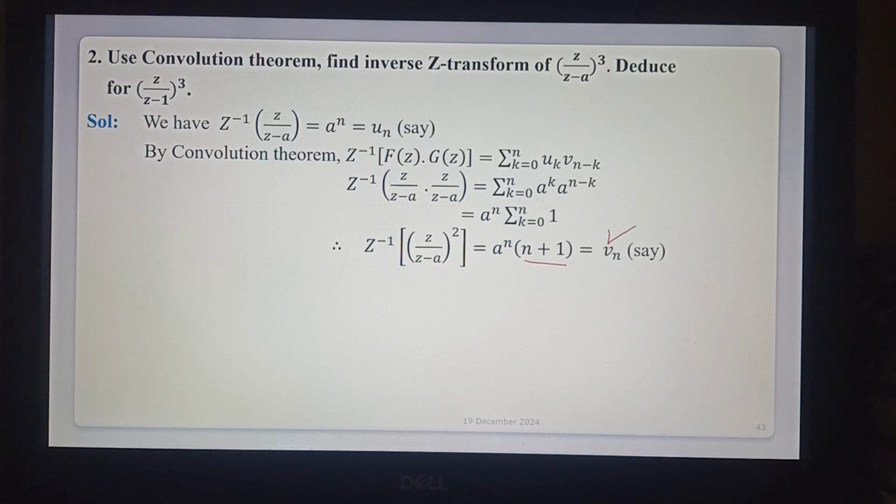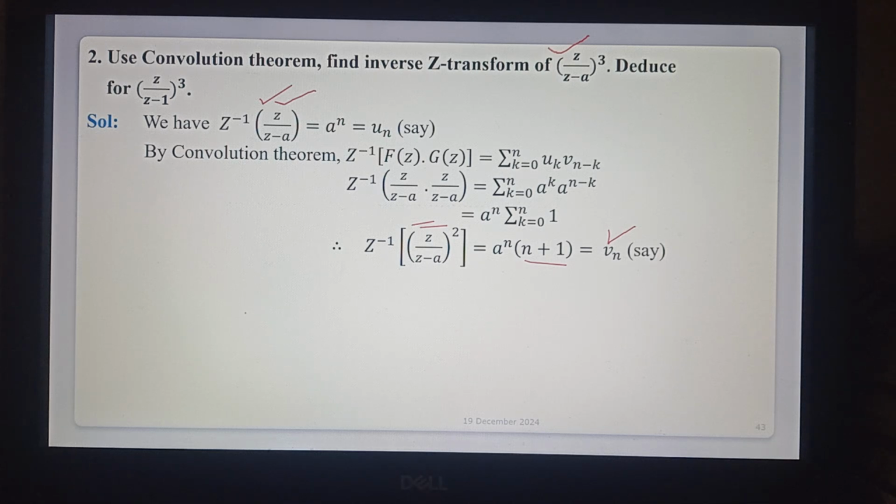Assume this is the second sequence, for finding z by z minus a whole cube. We have already found z by z minus a, one term. Now we apply the convolution theorem a second time: the first one is over, and for finding this one we apply the convolution theorem the second time, with z by z minus a into z by z minus a whole square.